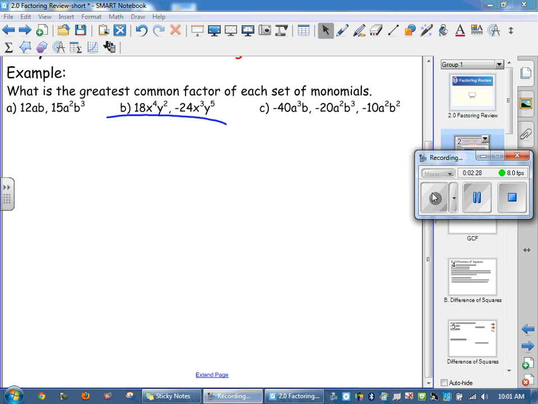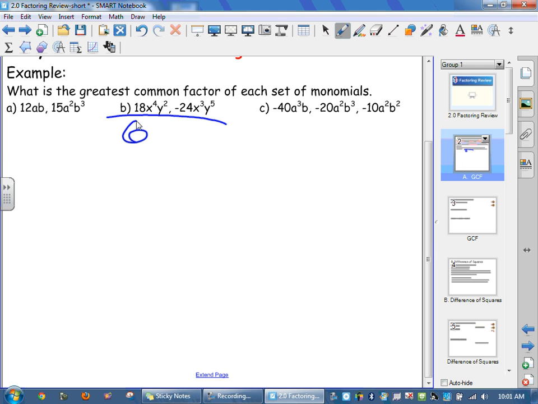Okay, let's see what you come up with. Between 18 and negative 24, you can take out a 6. Your least amount of x's is x cubed. Your least amount of y's is y squared. So 6x cubed y squared would be the GCF coming out. On the next set, remember, it's got to go into all 3 of them. These ones can be divided by 10. But since they all have a negative in front, you're actually going to divide the negative out with it. So you're going to divide negative 10 out. What is the least amount of A's that can come out of there? 2. How many B's? 1. Good. Only B1 because this term has a B1 there. That would be your GCF coming out of that one.